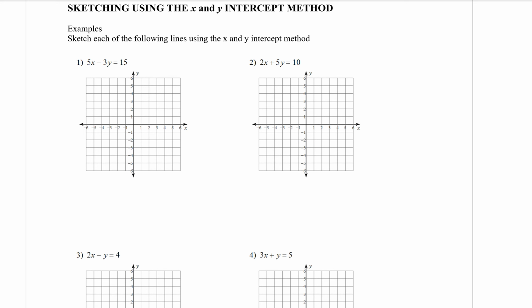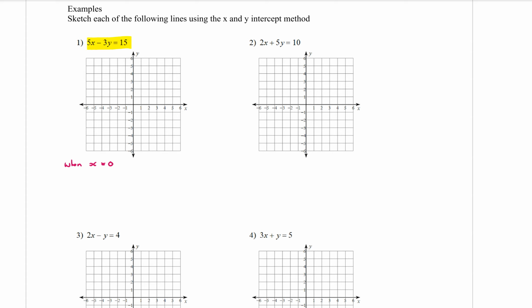For each one of these, we're going to start by substituting in when x equals 0 into our equation and see what we get. So let's do that. When x equals 0 into this equation, that would give us 5 times 0, because x is 0, minus 3y equals 15. Now 5 times 0 is really 0, it's nothing, so I'm going to cross that out. So I have minus 3y is equal to 15.